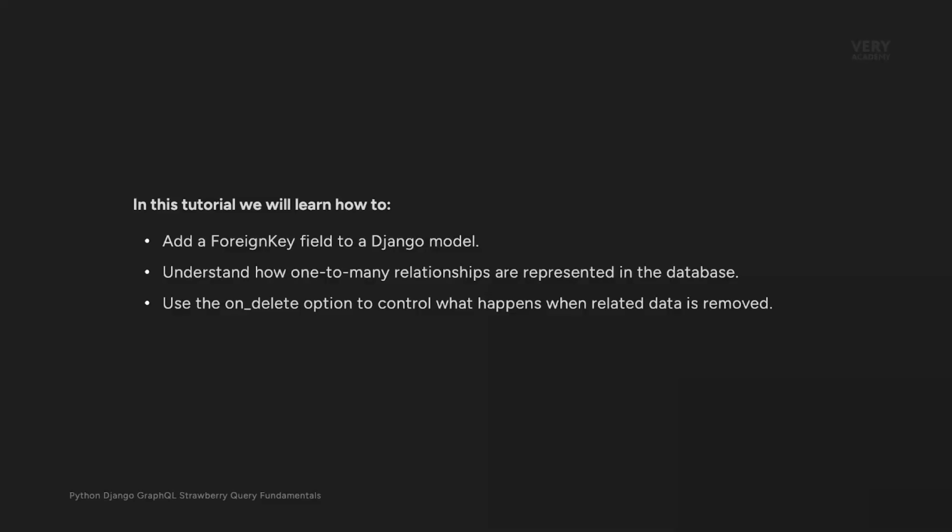In this tutorial, we're going to learn how to set up a one-to-many relationship in Django using the foreign key field. What we will also learn when building relationships between tables is that we will need to specify how that data is managed should we delete data from either side of the relationship.